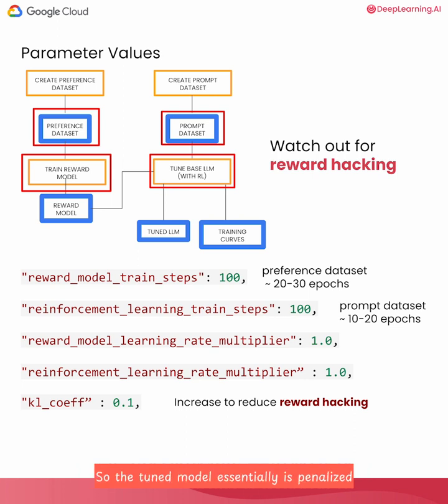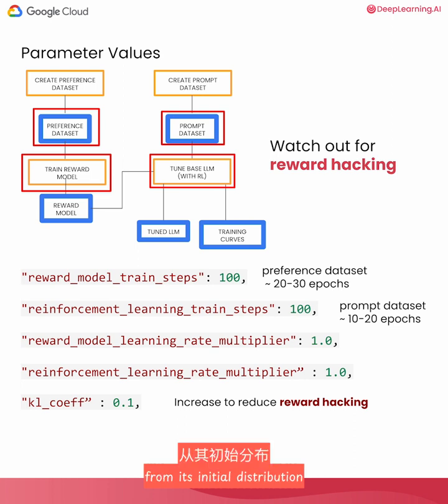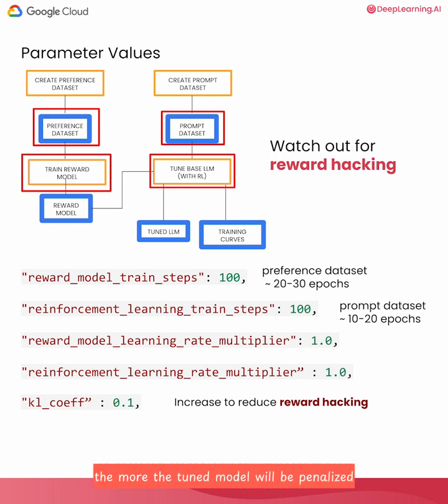So the tuned model essentially is penalized if it starts to diverge too far from its initial distribution and break the functionality of the original large language model. If you set this KL coefficient to 0, there's no penalty at all, and the larger you set this coefficient, the more the tuned model will be penalized for diverging from the original large language model.